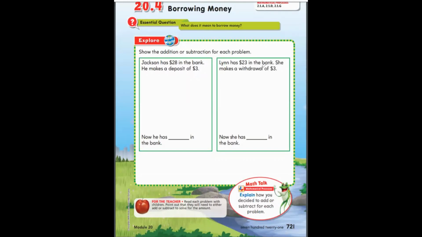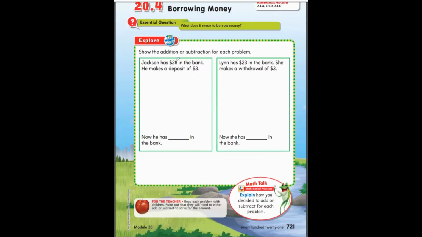We're going to start doing this. Two word problems. So first, what we have to do is to find or circle the numbers. So I'm going to read the problem first, and then I'm going to do cubes. The first problem is, Jackson has $28 in the bank. He makes a deposit of $3. Now he has, I don't know, in the bank.